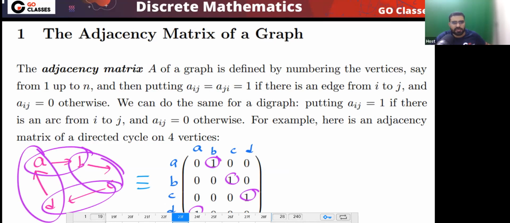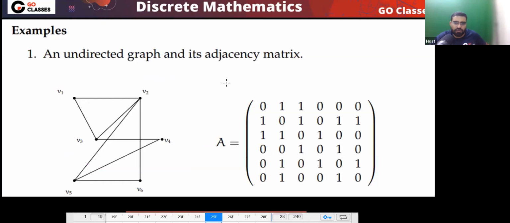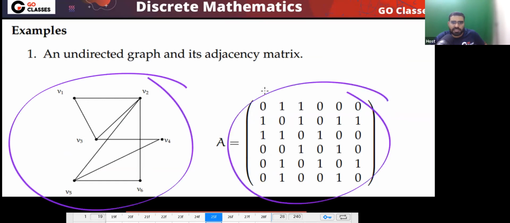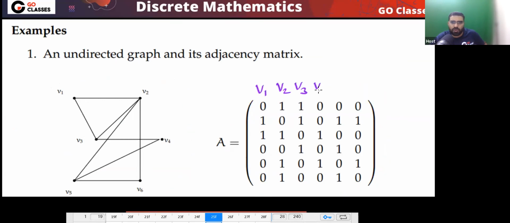Is this clear to everyone? For this directed graph, this is the adjacency matrix. This is the concept of the adjacency matrix of a graph that we already know, and it is a very simple concept. You can take this as homework. For this graph, this will be the adjacency matrix, and the vertex ordering is V1, V2, V3, V4, V5, V6. The same ordering you follow here, V1, V2, V3, V4, V5, V6.